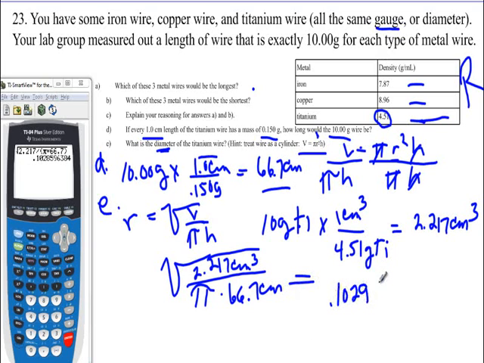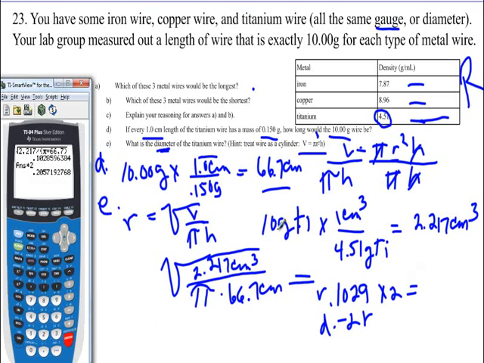Okay, let's do the diameter first. So this is my radius, and my diameter equals 2 times my radius. So I'm going to multiply this times 2, and so let's do that here. Times 2 equals, and I get 0.2057, and again, actually I have 4 sig figs.